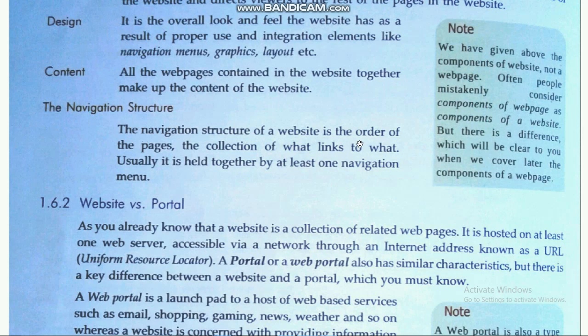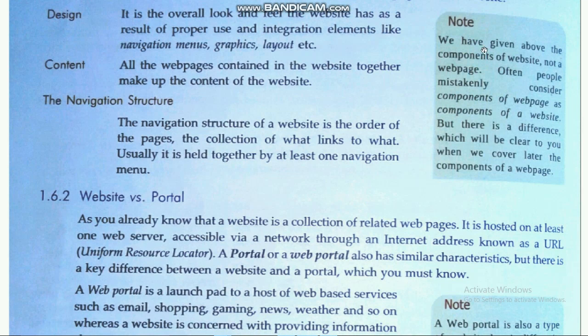The navigation structure of a website is the order of the pages, the collection of what links to what. That this menu is linked with which one, that is the navigation structure. Usually it is held together by the list, the navigation menu. Here is a note. We have given above the components of the website, not a web page.